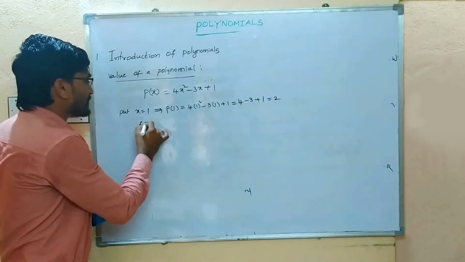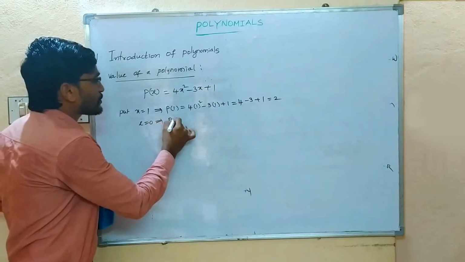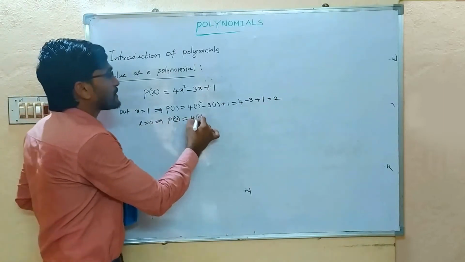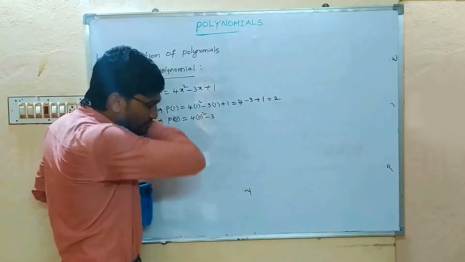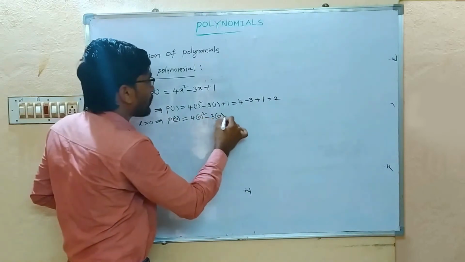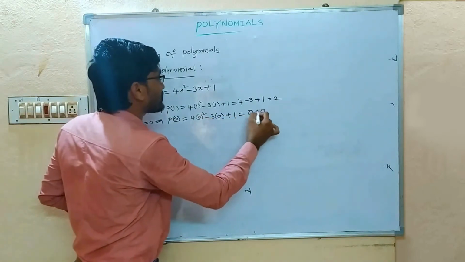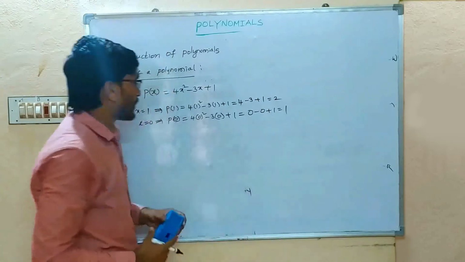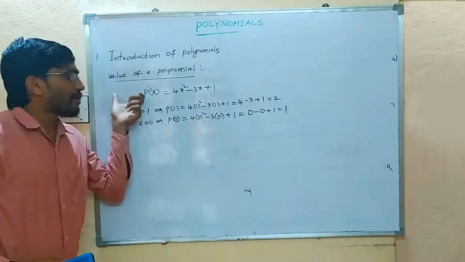Like that we can give x equal to 0. So then p of 0 is equal to 4 into 0 square minus 3 into 0 plus 1. Remember 0 minus 0 plus 1, that is equal to 1. So this is the value of the polynomial.